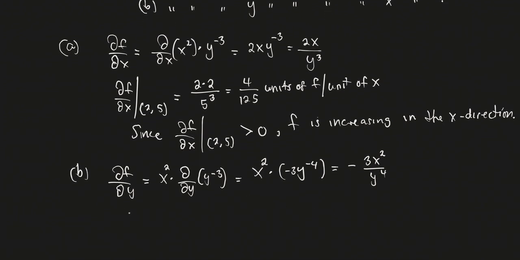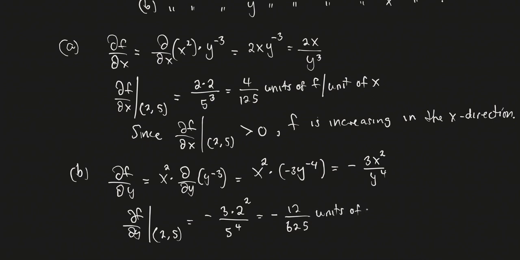I think you see what's going to happen. When we take our partial with respect to y and evaluate it at (2, 5), we have that negative there, and then 3 times the x value squared over the y value to the 4th power. So what do we have here? Negative, that's 4, so negative 12 over 5 to the 4th, that's 625. And in this case, it would be units of f per unit of y.